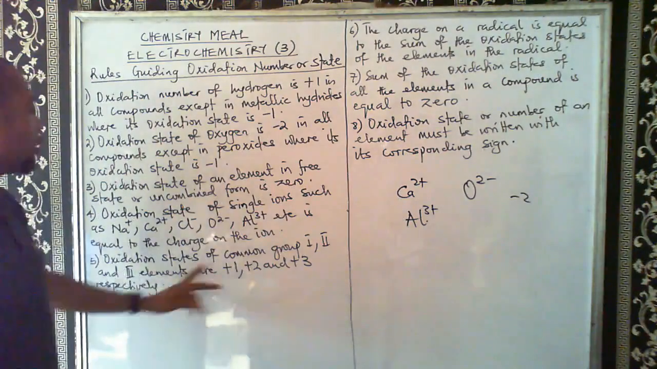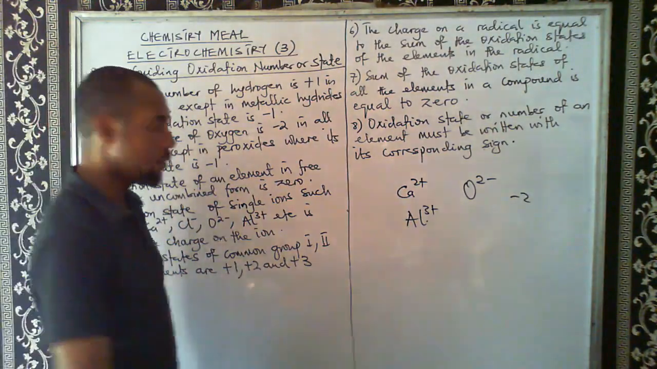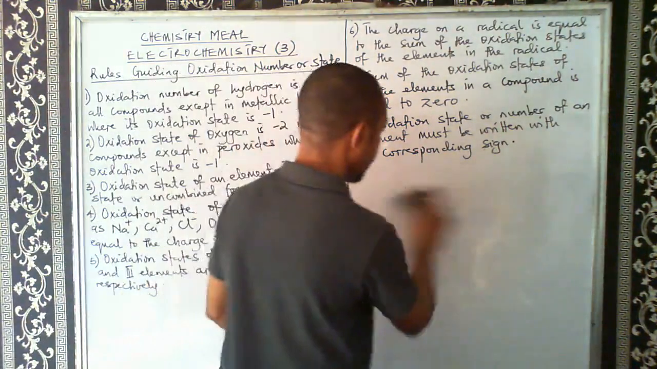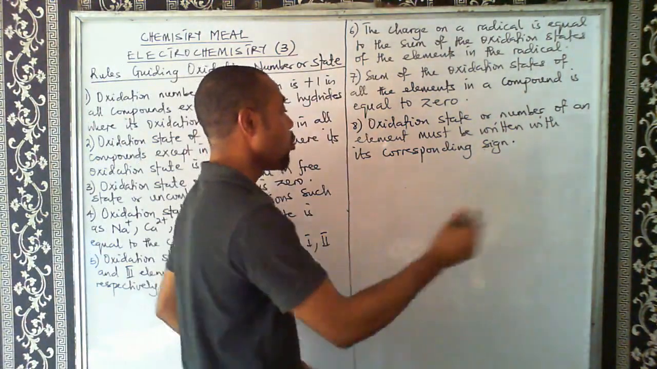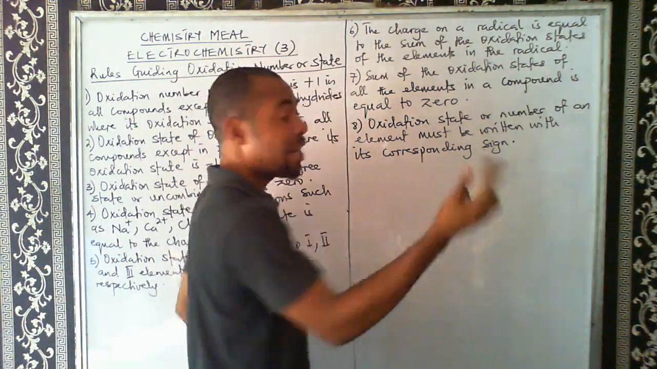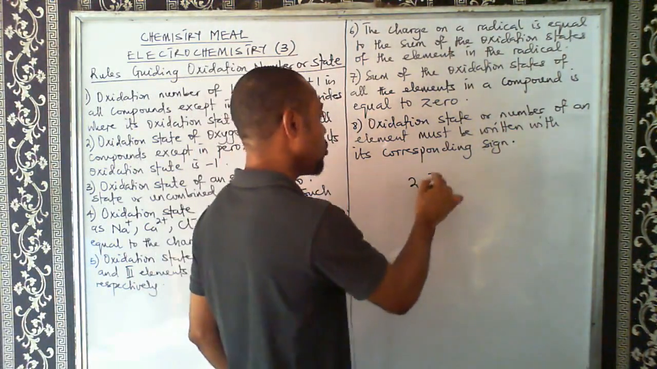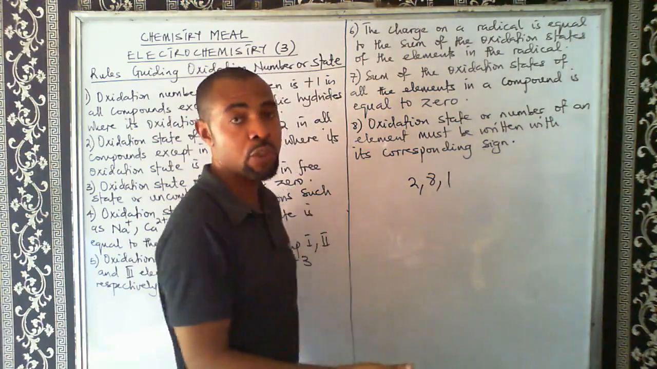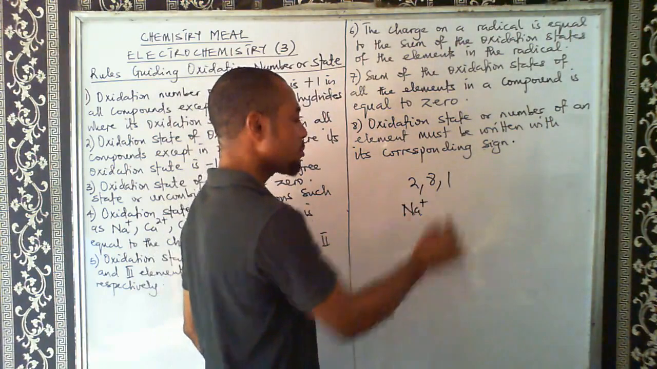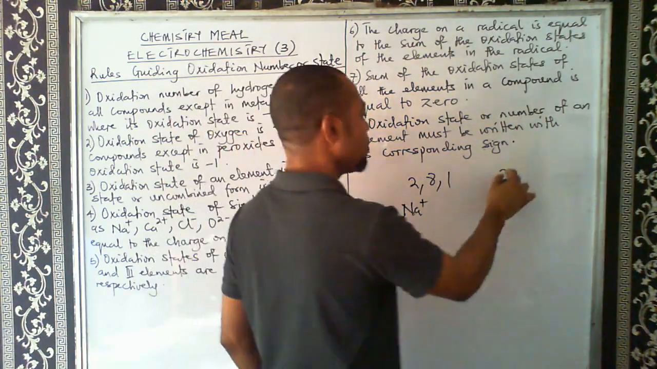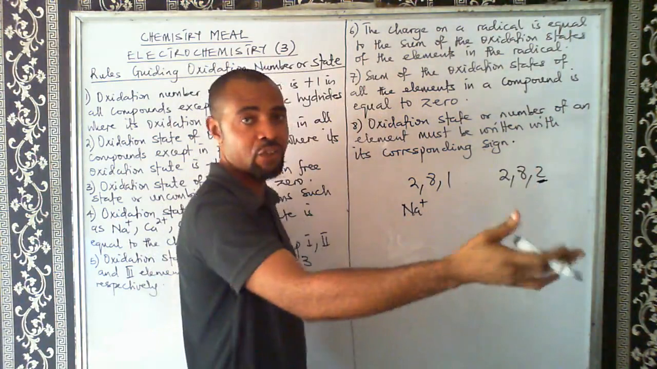Now, the oxidation states of common group 1, group 2, and group 3 elements are +1, +2, and +3 respectively. When you do periodic chemistry, you will know how we find group. For example, sodium is 2,8,1, so the group of sodium is group 1. Because sodium is in group 1, the oxidation state of sodium is +1. You look at magnesium. Magnesium is 2,8,2. The group corresponds to the valence electrons. That's how we find group.